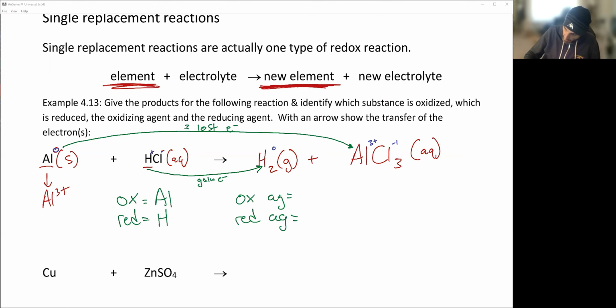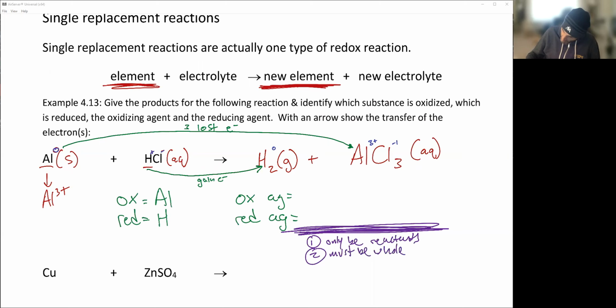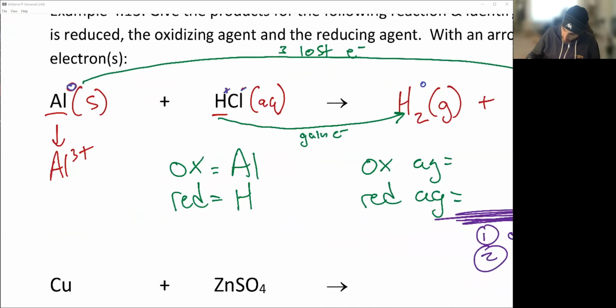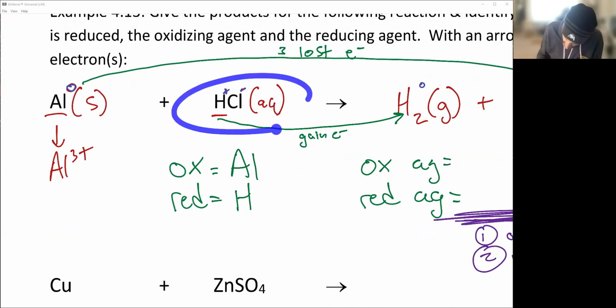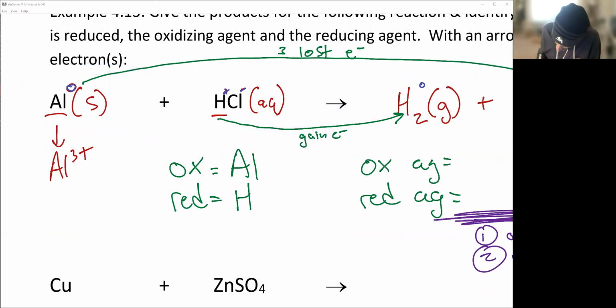So now let's take a look at the extra question of what is the oxidizing and reducing agent. First of all, one, it can only be reactants. Two, it must be the whole compound, including phase. What do I mean by this? Well, it's got to be one of these two. And this is the best way to do it.